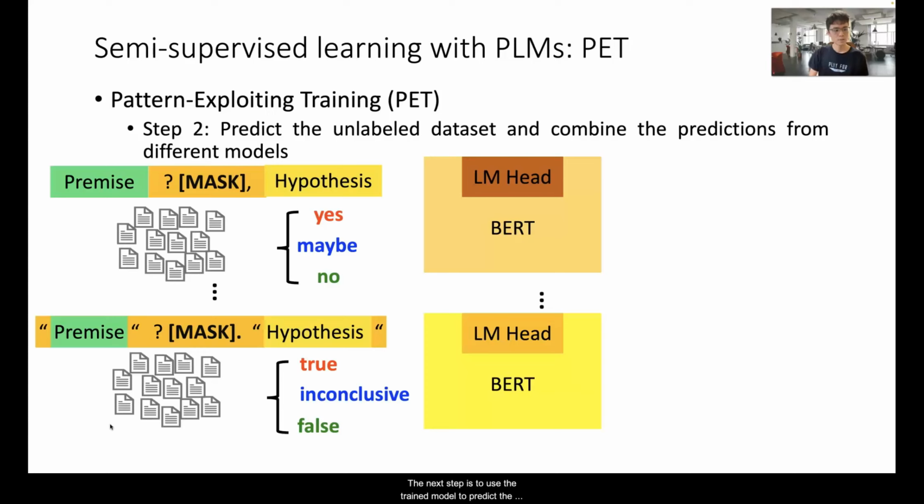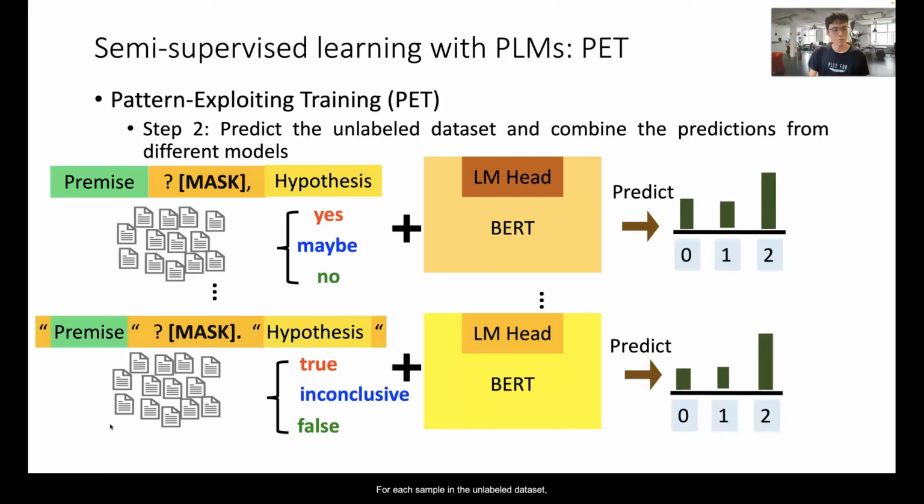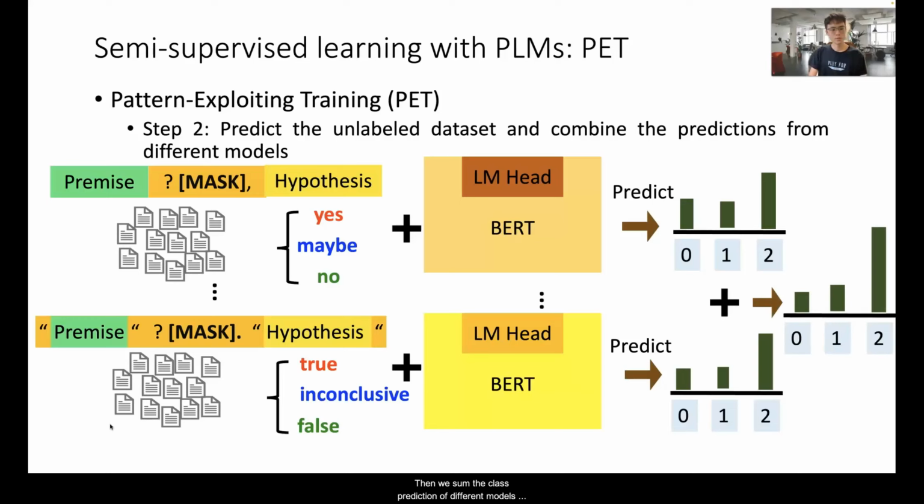The next step is to use the trained models to predict the unlabeled dataset. For each sample in the unlabeled dataset, we use different models to predict the class distribution of the sample. Then we sum the class predictions of different models together and normalize it into a probability distribution. And we call this the sublabel because it is a probability distribution and it is not a one-hot vector.